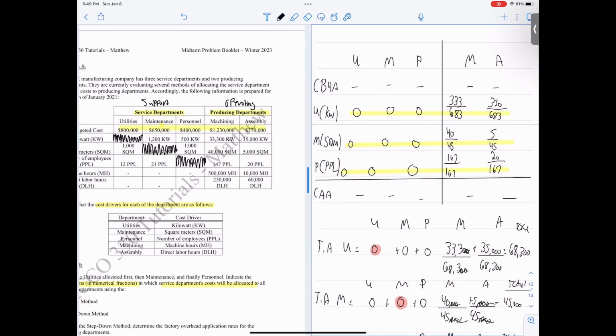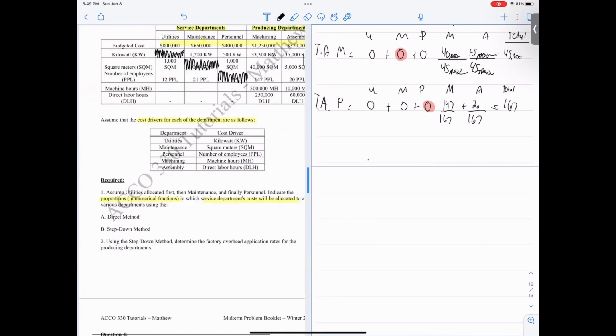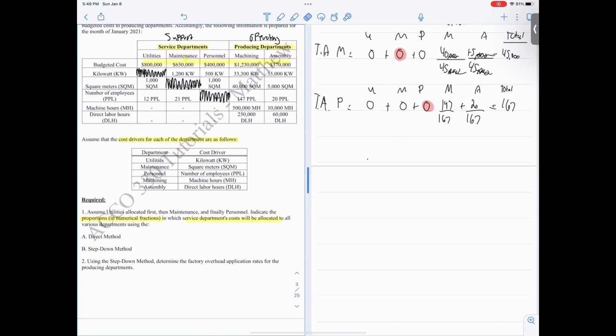Now let's do the step down method. So for the step down method, guys, they give us the ranking: utilities, maintenance, and personnel. So it follows this order. That's chill. And we also see, guys, it's no coincidence, it's based on highest to lowest cost. That's the one that we usually get, but we always look for whether it's percentage of service rendered. We're always going to be careful, but they actually already tell it to us anyway. I just wanted to show you guys how it's highest to lowest cost again. That was my big thing here.